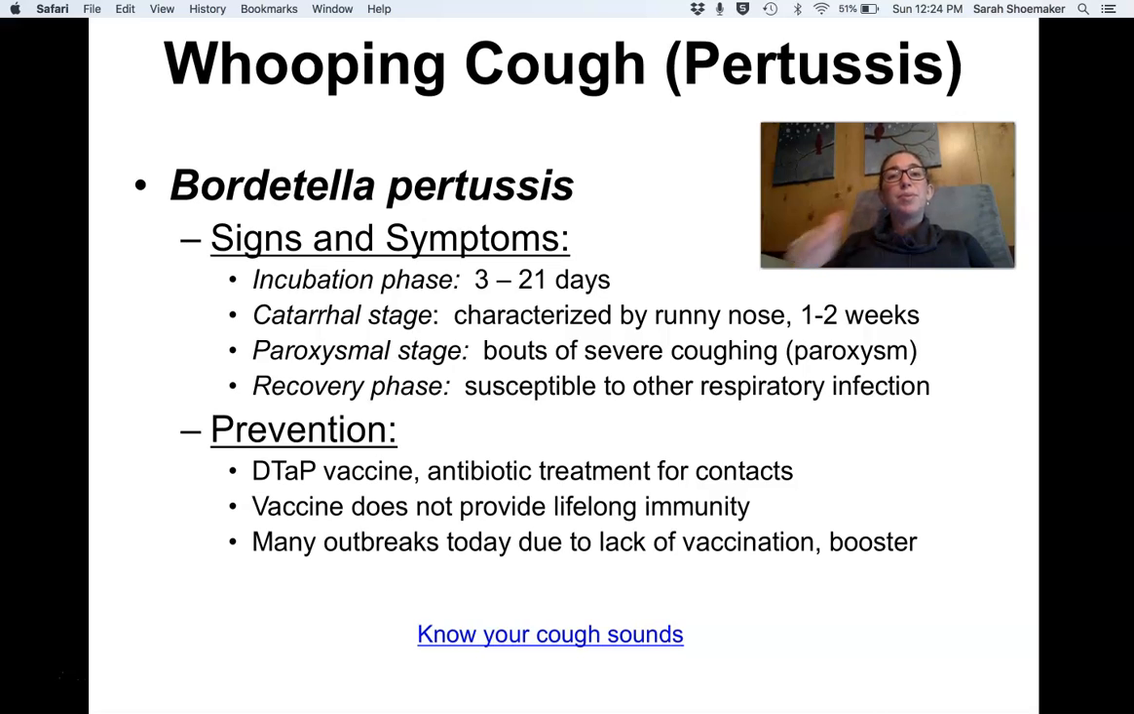You do need to get boosters every 10 years of the DTaP vaccine, particularly to boost your immunity to tetanus and pertussis. So any new parent should get it to protect their infant, and also anyone who's visiting. I know a lot of people who won't let the baby's grandparents come if they won't get a DTaP booster shot.